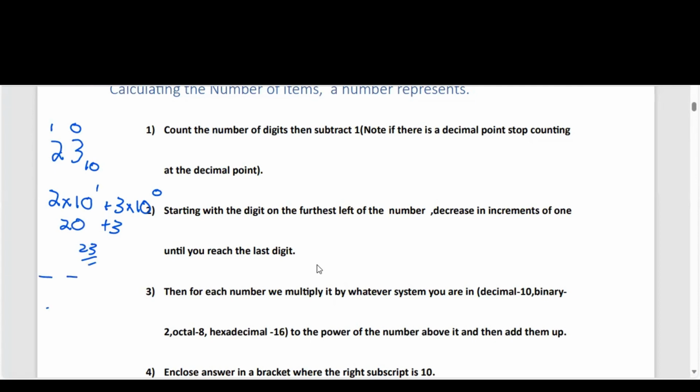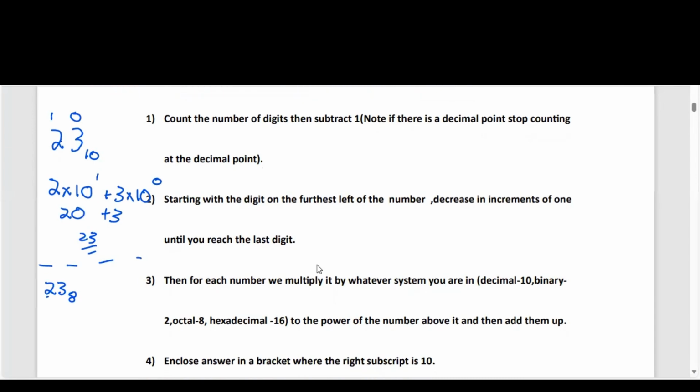But let's say it was 23 to base 8. It'd be the same steps. Two digits here, subtract one, you get one and zero. After a while, you get accustomed to it. If you see four digits, you start with three. I'm breaking down these steps right to the bone. So in this case, it will be 2 by 8 to the power of 1 plus 3 by 8 to the power of 0. That's 16 plus 3, which is 19. So we have 19.